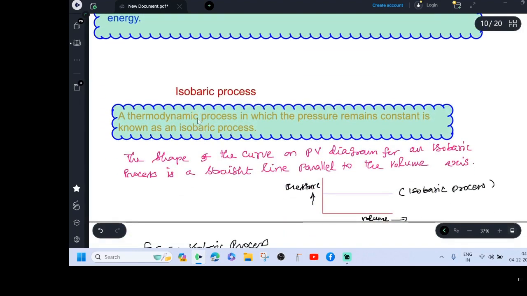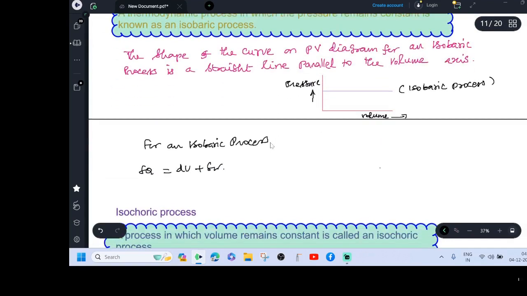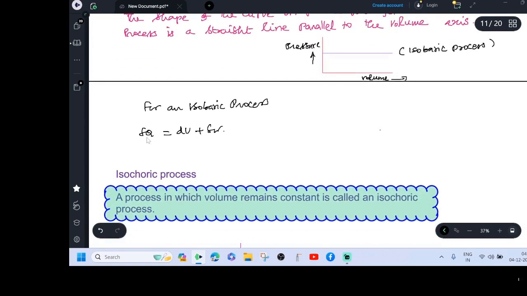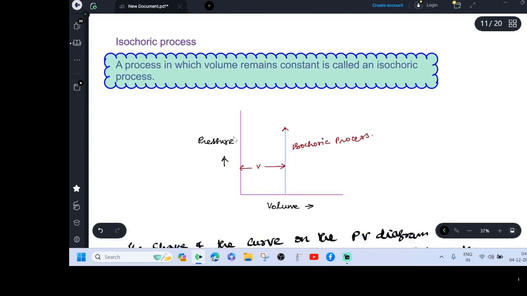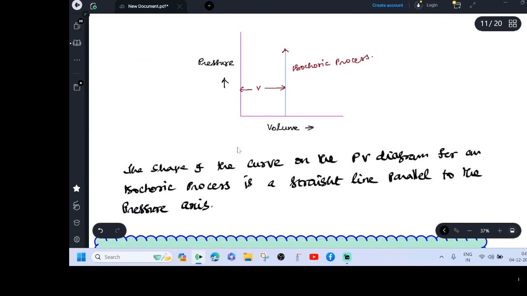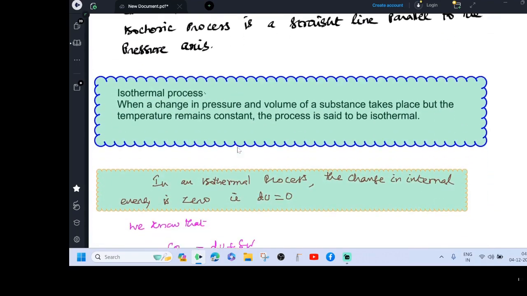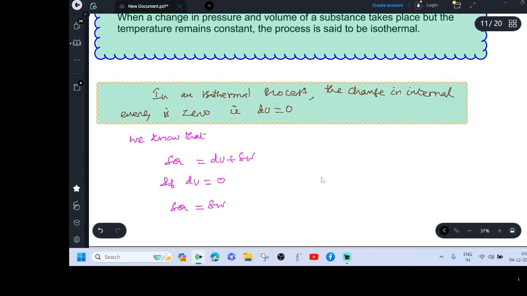Isobaric process. In this process, pressure remains constant. In the PV diagram, you see the pressure curve is parallel to the volume axis. For an isobaric process, this is the first law. Isochoric process is a process in which volume remains constant. See, this is the isochoric process. Here the curve is a straight line parallel to the pressure axis. In an isothermal process, the change in internal energy is zero.